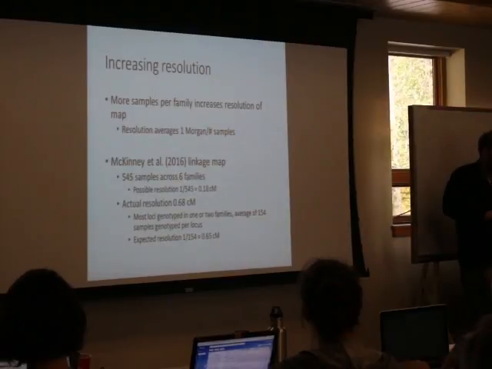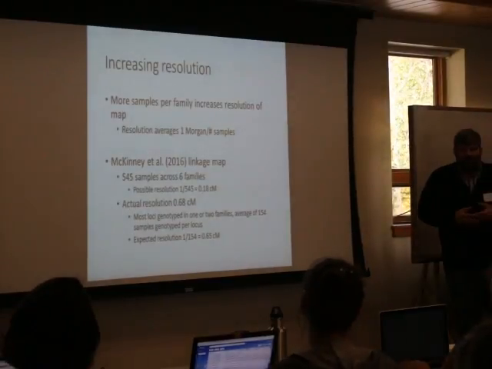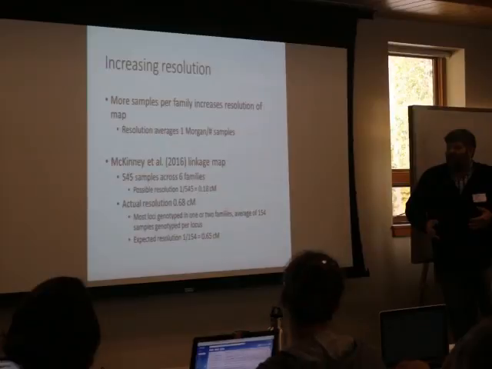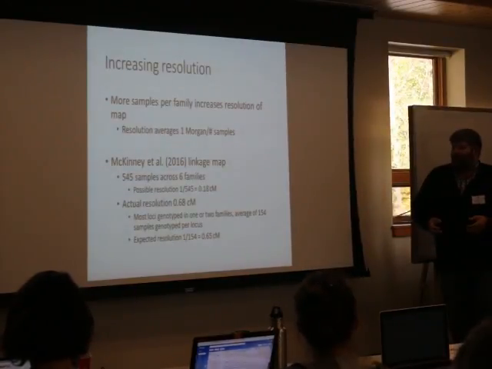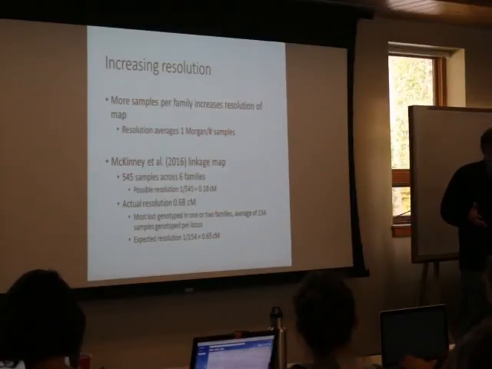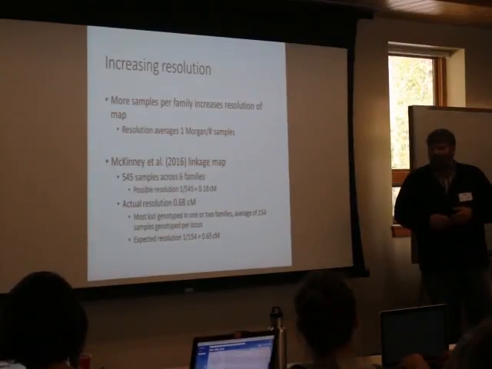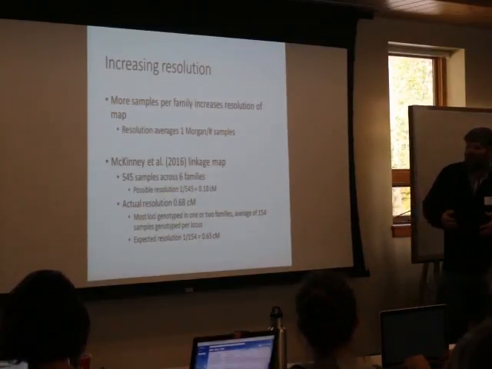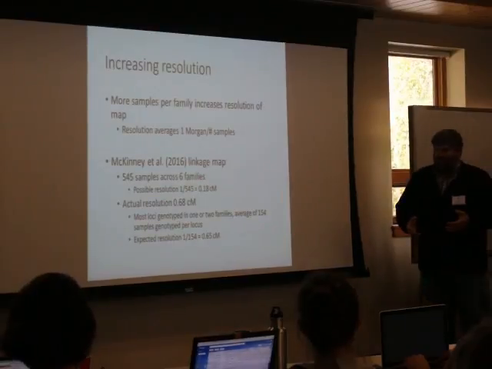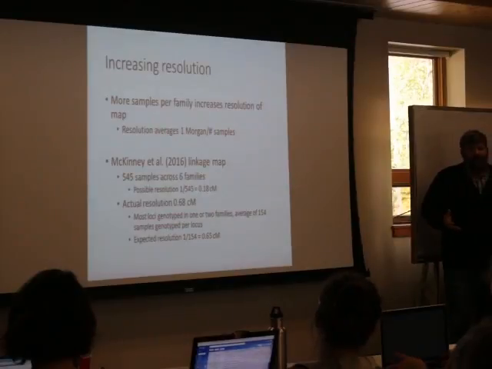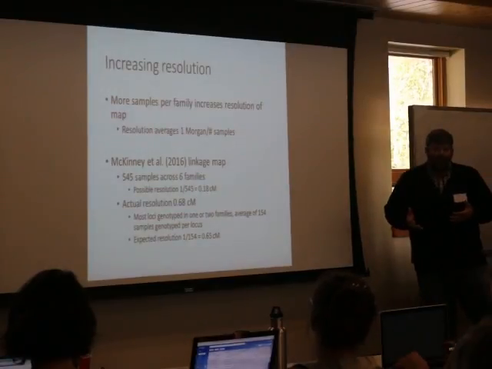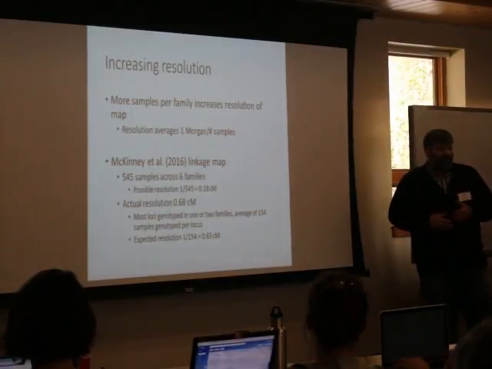So if you do want to increase resolution, you need to increase the number of samples per family. Resolution on average should be 1 Morgan over the number of samples. So if you have 100 samples on average, you should be able to get 1 centimorgan resolution. For my linkage map, we had 545 samples. So you would think naively that the resolution is 1 over 545, so it's 0.18 centimorgan resolution, which is pretty good.